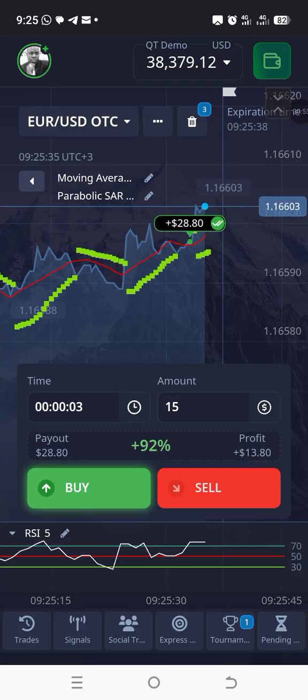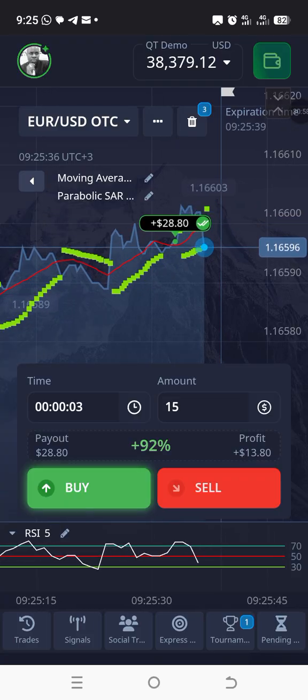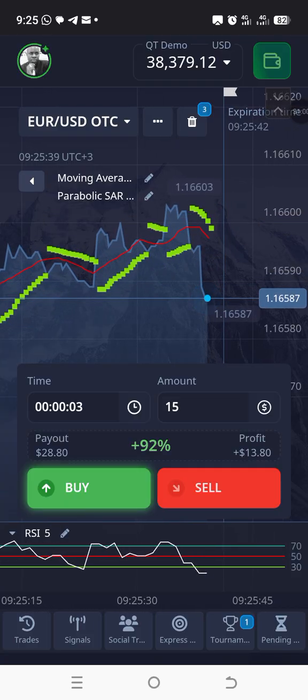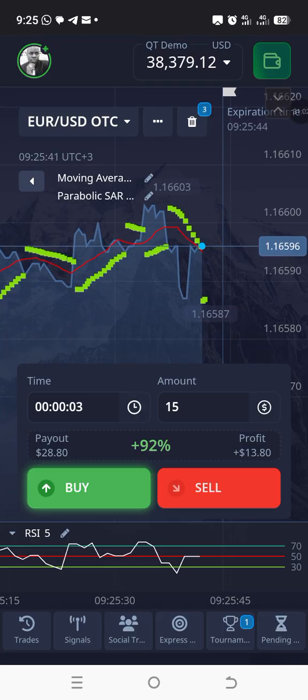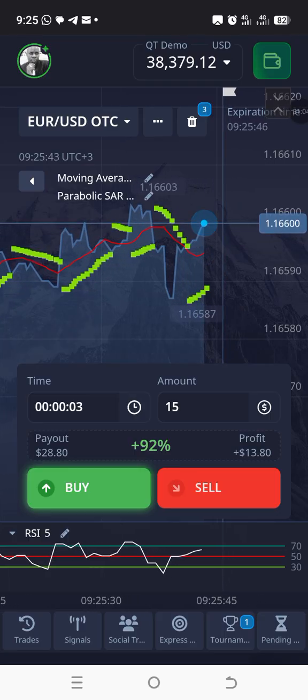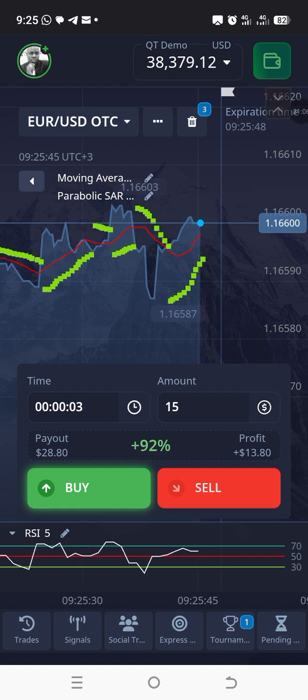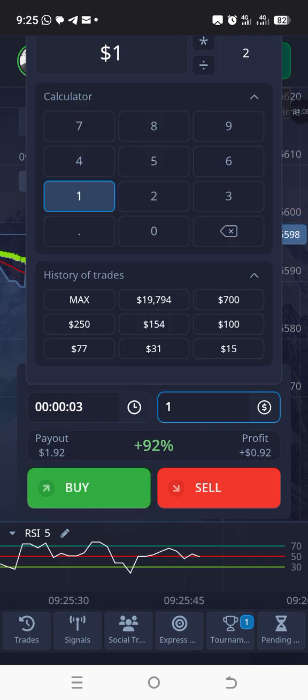You see, you have already recovered everything that you lost. You remain in profit. Your stake is still intact. Your principal capital is still intact. And then you go back to $1 again.